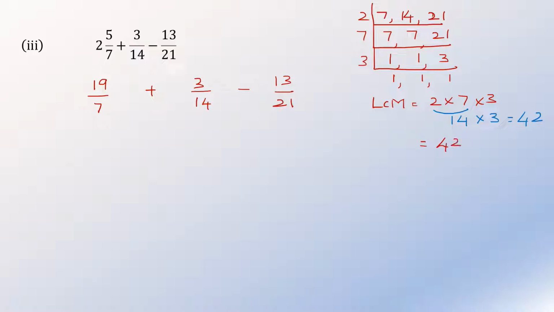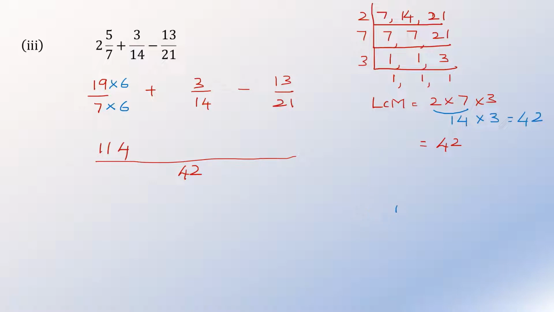So let's use 42 as the common denominator for all three fractions. Let's go to the first fraction. 7 into what is 42? 7 6s are 42. So let's multiply 19 also by 6. Let's multiply here. 19 into 6. 6 9s are 54, carry 5. 6 1s are 6 plus 5, 11. So 114. That is our first numerator.